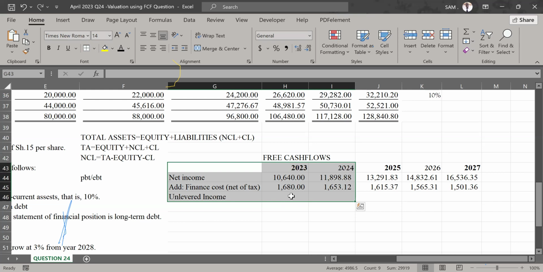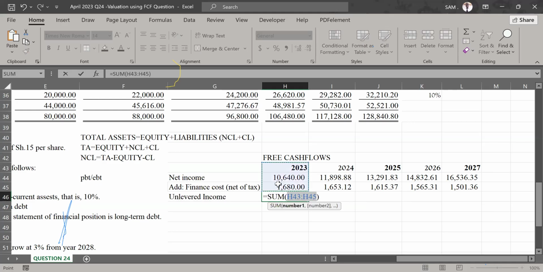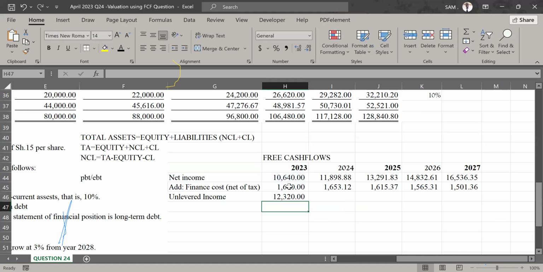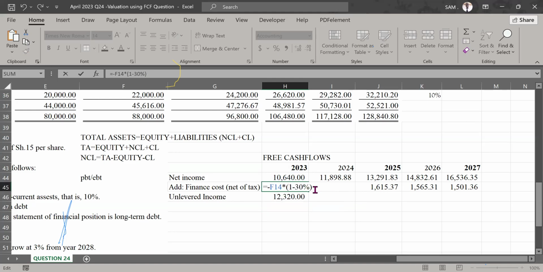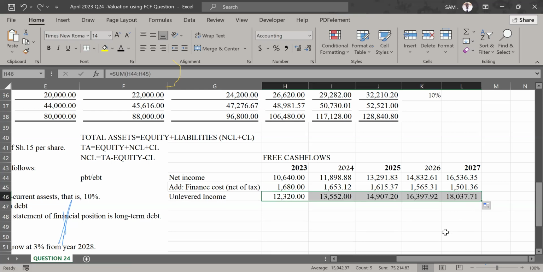Now, let us get our unlevered income here. Unlevered income. Have you arrived at 1680? I had issues with my network. I just see where we have add finance cost. You arrived at 1680. I see the computation there. 1680. We've just brought in finance cost net of tax. Net of tax. Good. So we have our unlevered income there up to 2027, like that.